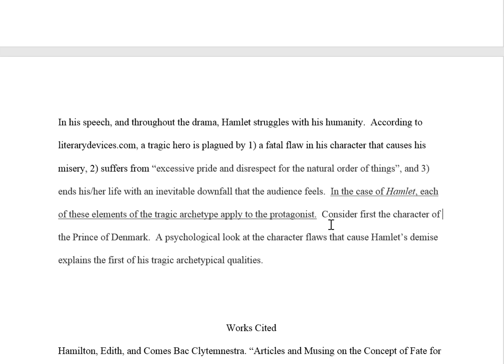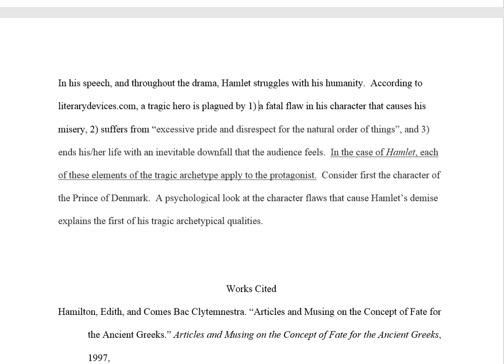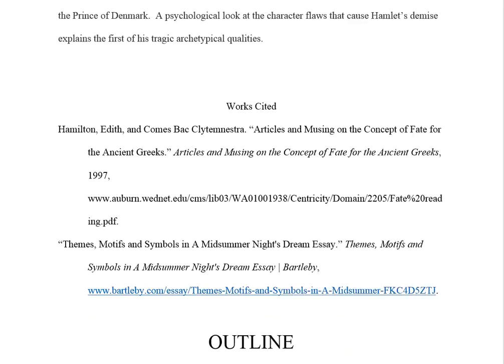Now, the next thing I wrote is a sentence that's called a transition sentence. And that's going to take us to this first point about the fatal flaw. So I wrote, consider first the character of the Prince of Denmark, a psychological look, and this is where that psychology information that I researched comes in handy. Look at the character flaws that cause Hamlet's demise, explains the first of his tragic archetypal qualities. First, number 1. Okay. On the essay goes, at the conclusion of the essay is my works cited that I'm going to add at the bottom, and at the bottom of that is my outline.